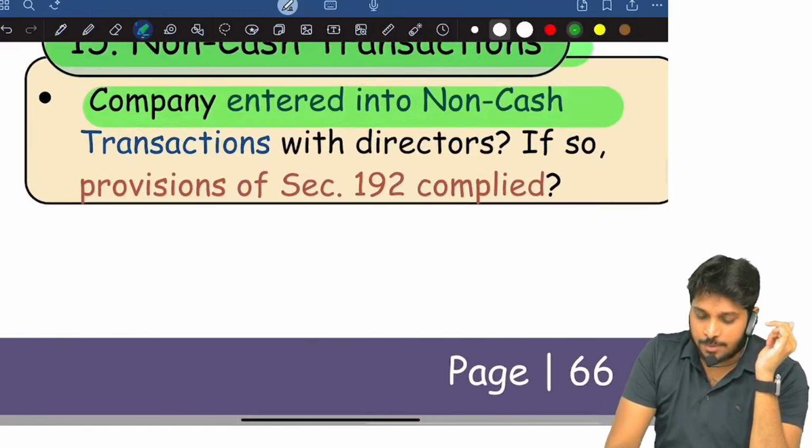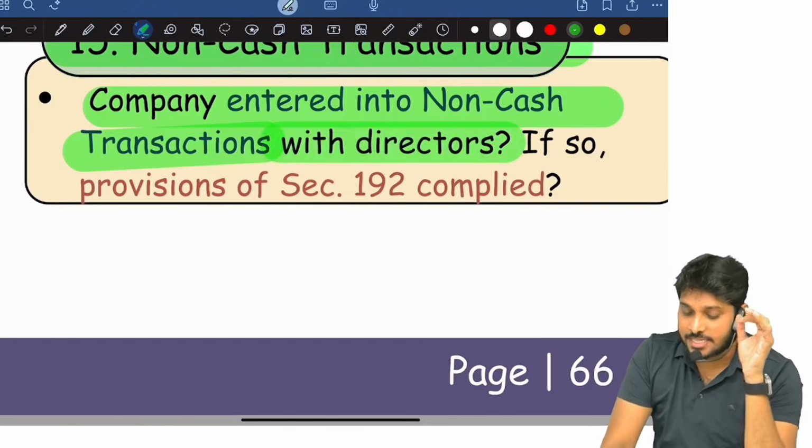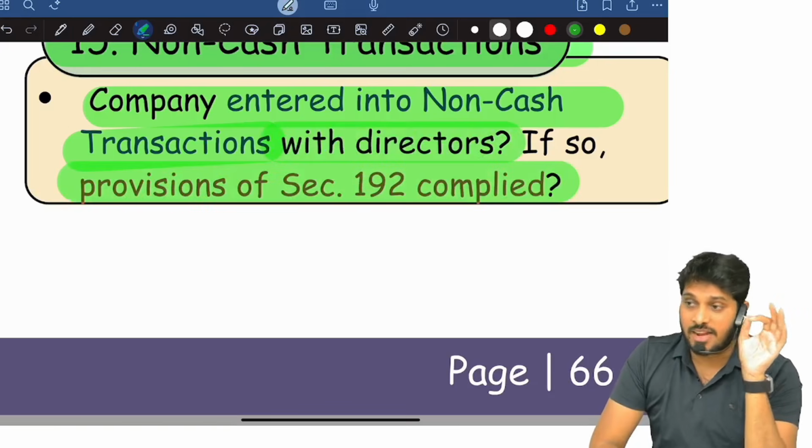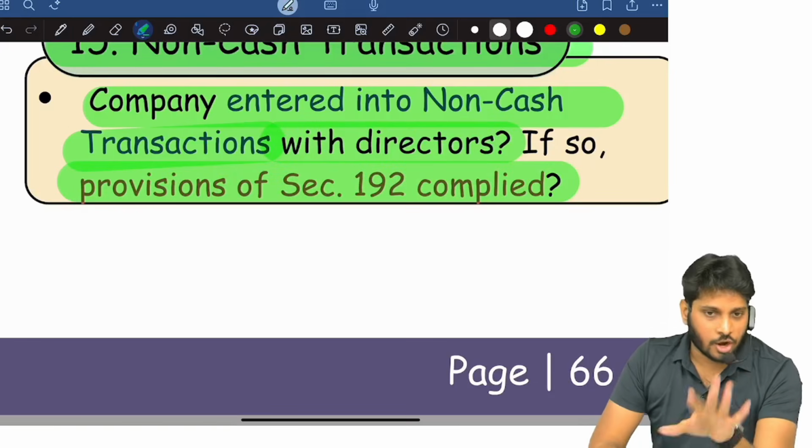Next, non-cash transactions. Whether the company entered into any non-cash transaction with directors. If so, whether the provisions of section 192 have been complied with or not, the auditor has to check.